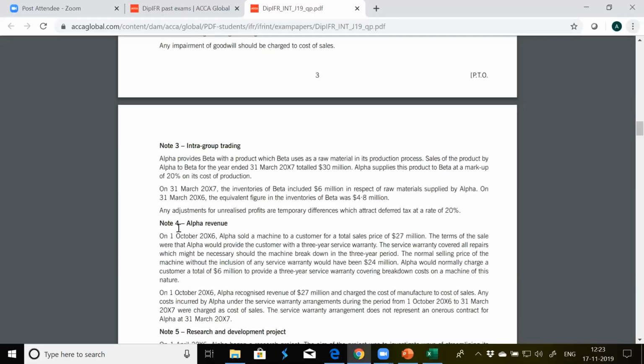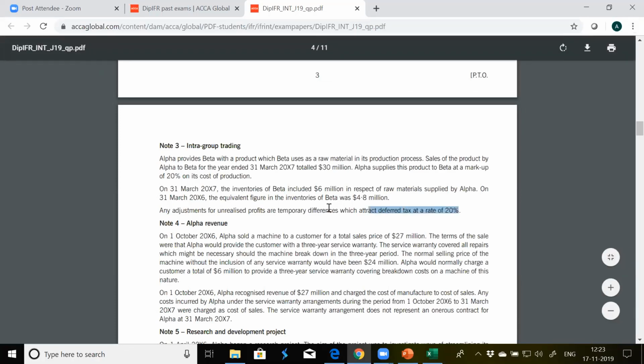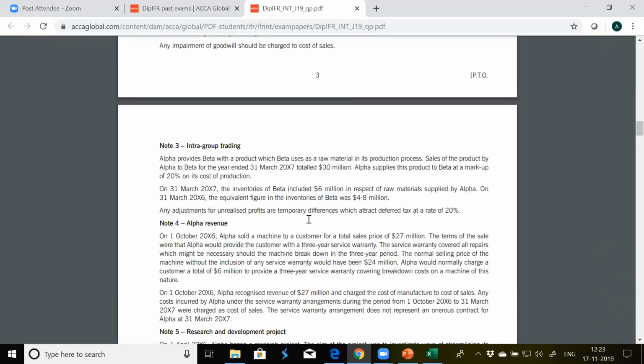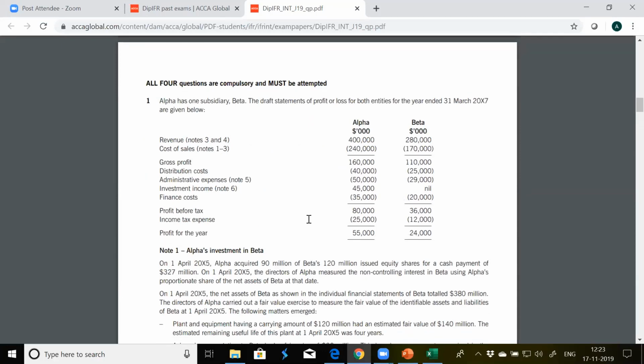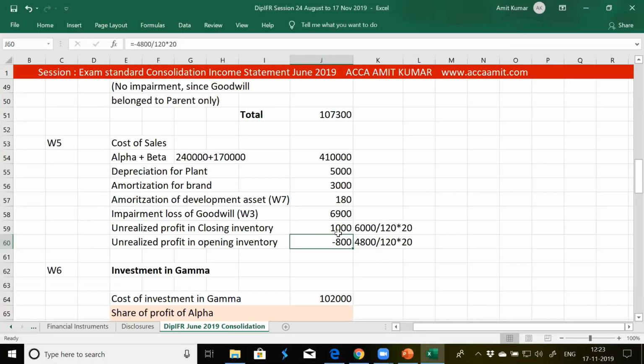It also says that any adjustment for unrealized profits are temporary differences which attract a deferred tax at a rate of 20%. There's a deferred tax adjustment as well, which we will be making as part of the income statement. How much is the deferred tax adjustment for these two figures? 1,800.